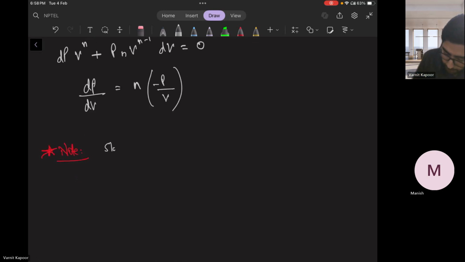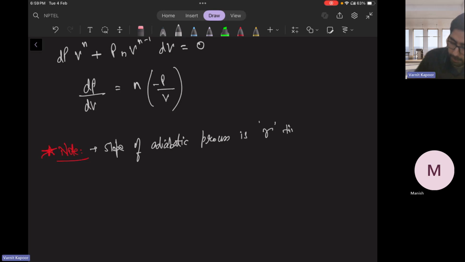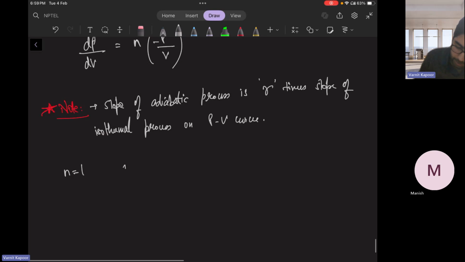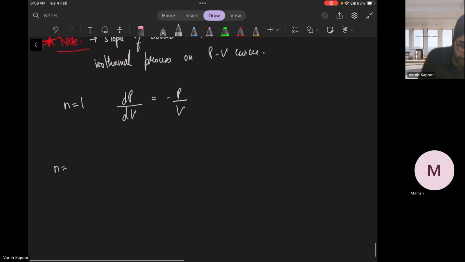Slope of the adiabatic process is gamma times the slope of the isothermal process on the pressure-volume curve. So when your n is 1, your dp by dv is minus p by v for isothermal. When n is n, your dp by dv for polytropic is n times minus p by v.